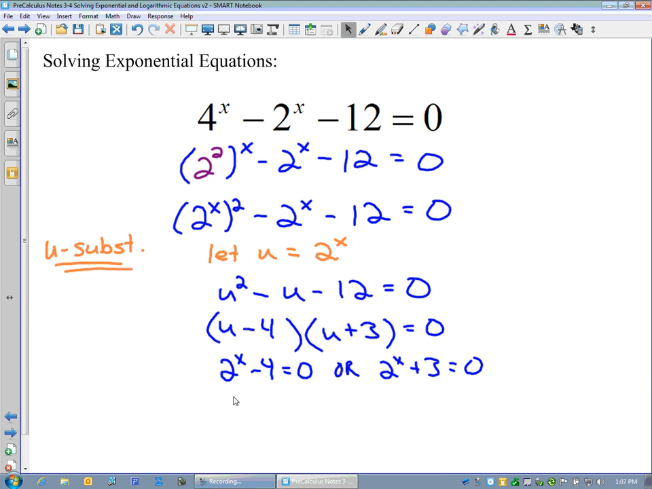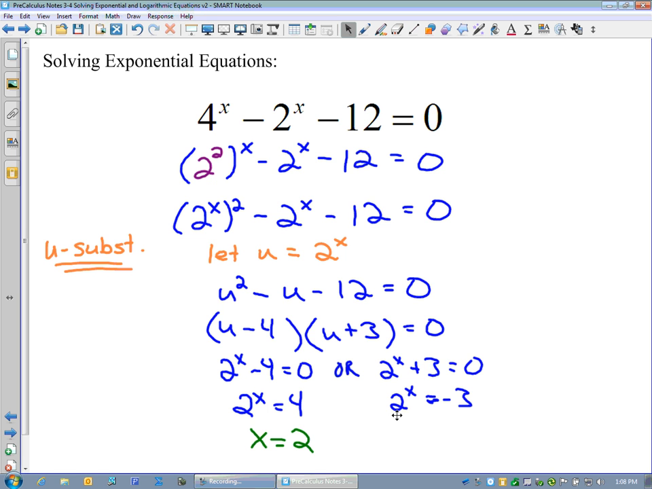On the first one, the left one, I'm going to add 4 to both sides. Gives me 2 to the x equals 4. And hopefully you can just recognize that, well, 2 squared is 4, so x should definitely be 2. Yes, I can rewrite 4 as 2 squared, take the natural log, or take the log base 2 of both sides, get the cancellation on both sides, and I'll have x equals 2. Now on the right side, when I subtract 3 from both sides, I'll get 2 to the x equals negative 3.